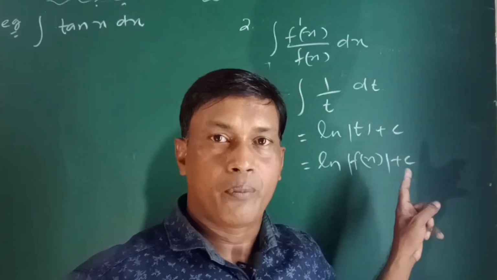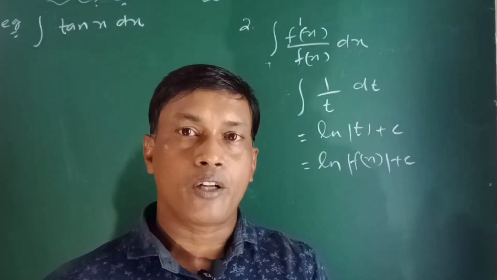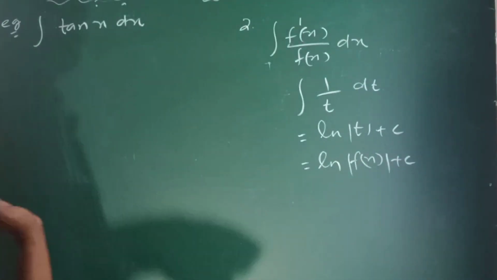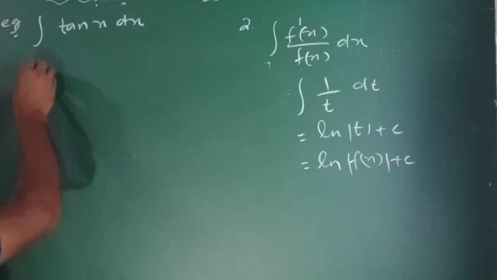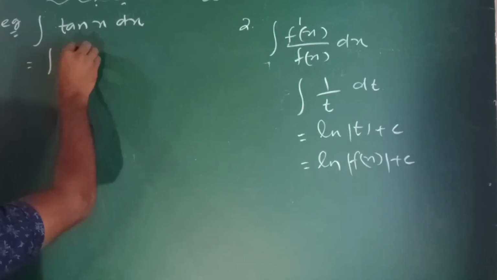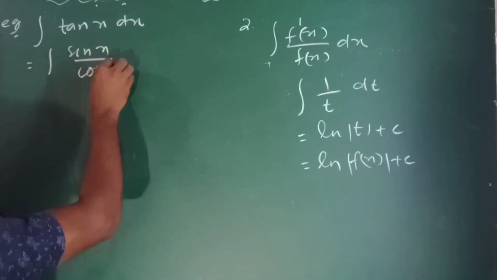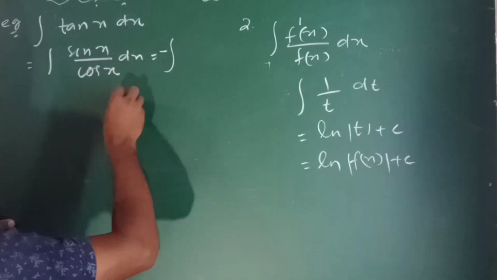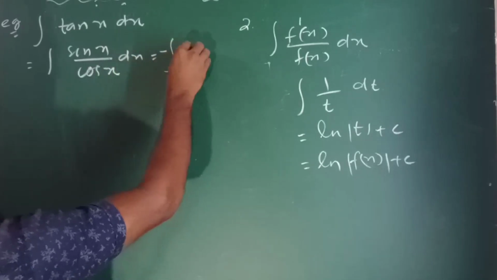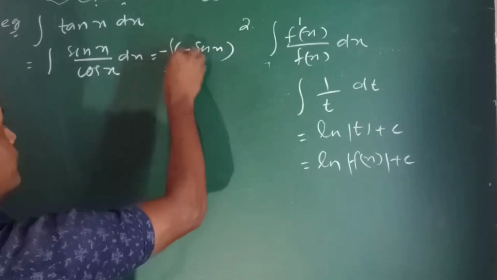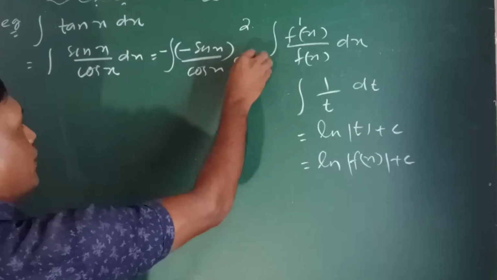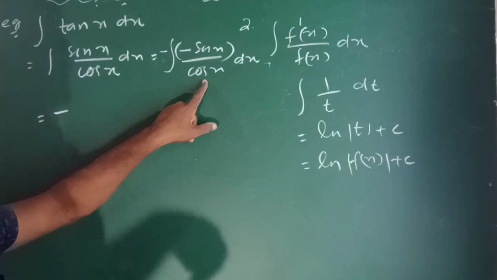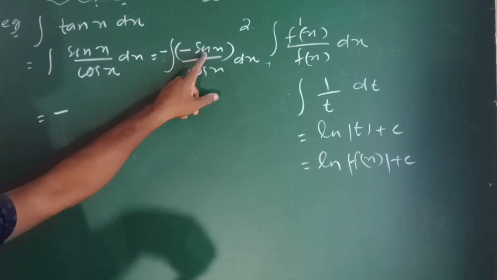Now by this formula we will derive the integration of tan x, cot x, sec x and cosec x. Now look at here, integration of tan x, which is equal to, tan x can be written as sin x by cos x, and this is equal to integration of, I multiply by minus 1 and divide by minus 1, so this sin x is minus of minus sin x by cos x dx, which is equal to negative of, look at here, cos x is the function and the derivative is minus sin x.